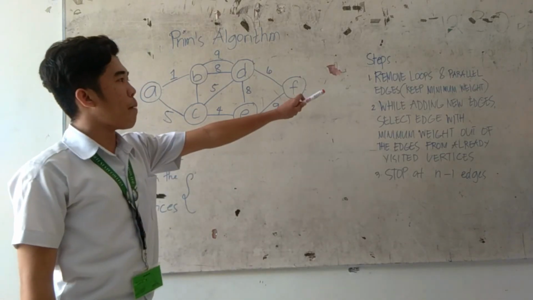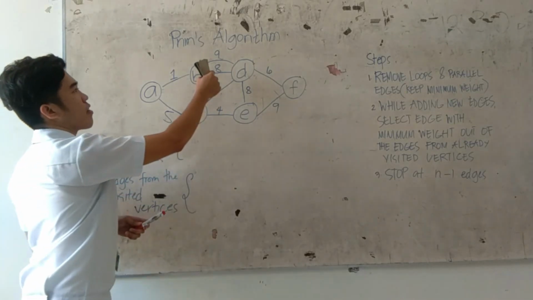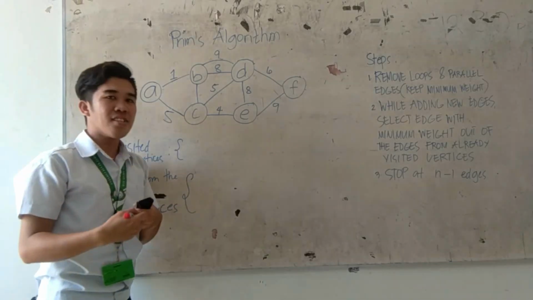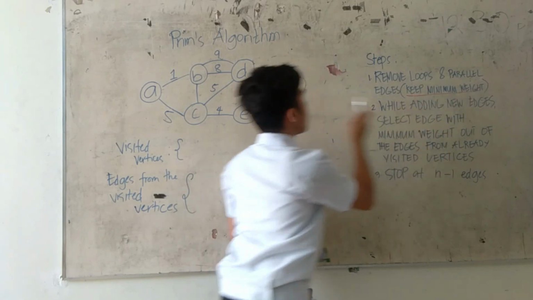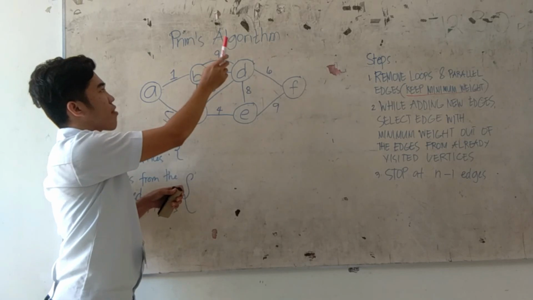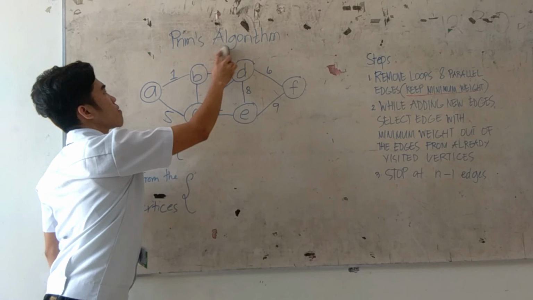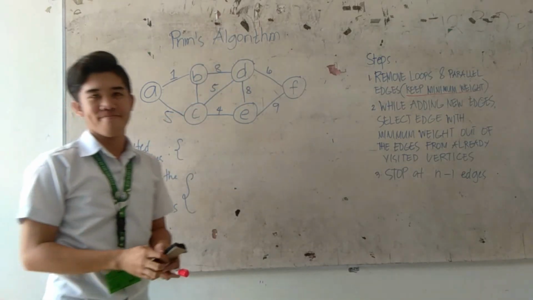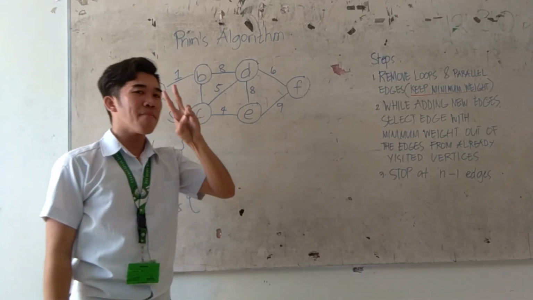Next is to remove the parallel edges. So in the graph, where is the parallel edge? Here is the parallel edge. By removing the parallel edge, we need to keep the minimum weight. The minimum weight is 8. Since 9 is greater than 8, we need to delete 9. Okay, so we're done with the first step. Let's move on to step number 2.